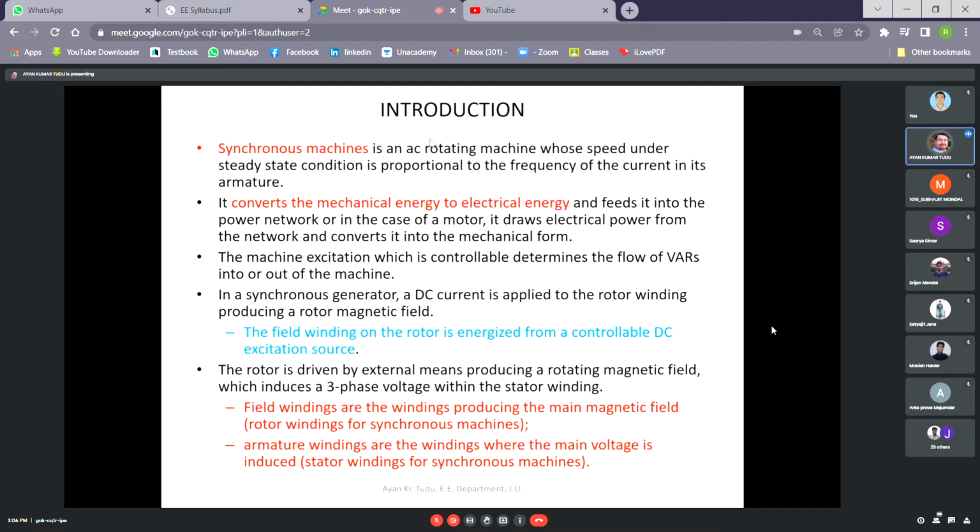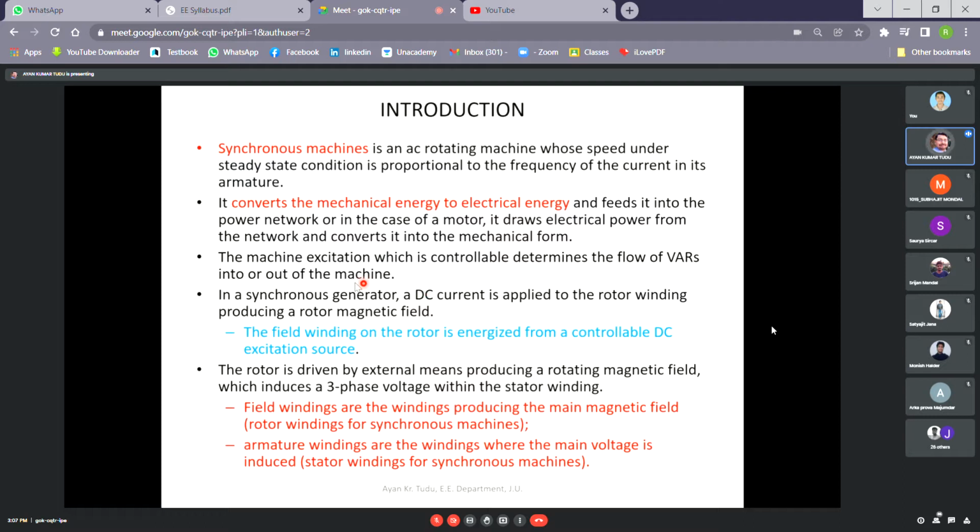system. Okay, so it is an AC rotating machine whose speed under steady state condition is proportional to the frequency of the current in its armature. As you know, it converts mechanical energy to electrical energy and feeds it to the power network in the case of a generator, and it draws electrical power from the network and converts it into mechanical form in the case of a motor. Here the machine acceleration is controllable, which determines the flow of watts, that is volt ampere reactive, into or out of the machine.